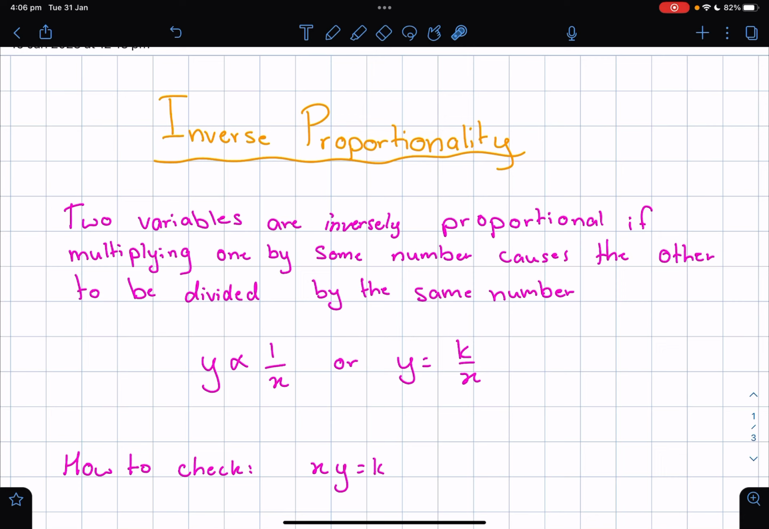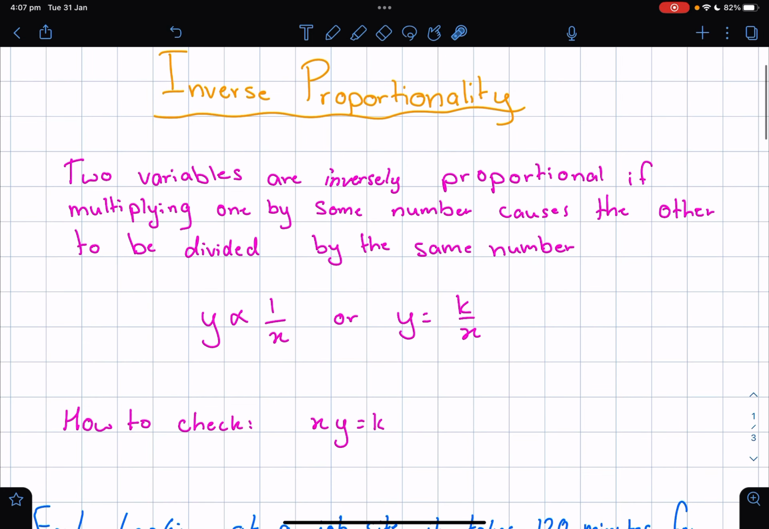So today we are looking at inverse proportionality. Two variables are inversely proportional if multiplying one by some number causes the other to be divided by the same number. So we have y is directly proportional to 1 over x, or y is equal to k over x. Multiplying here by x will be dividing the y. And how to check is we have this condition: the x coordinate times the y coordinate will equal the same k for each point.